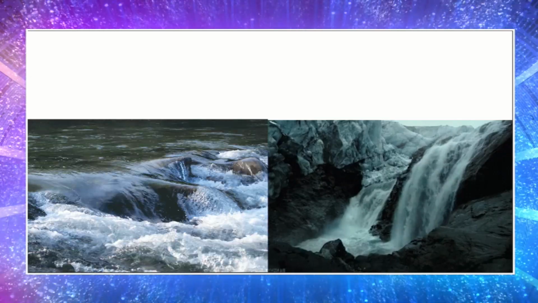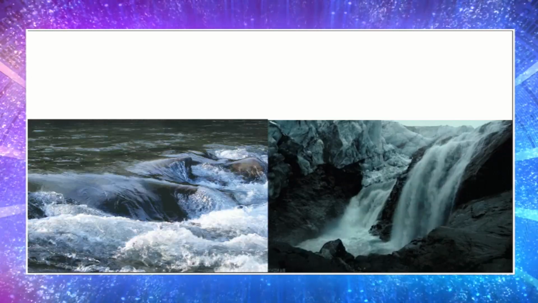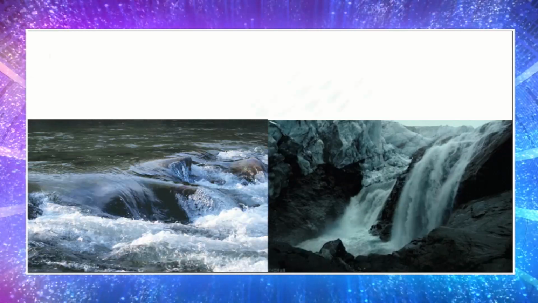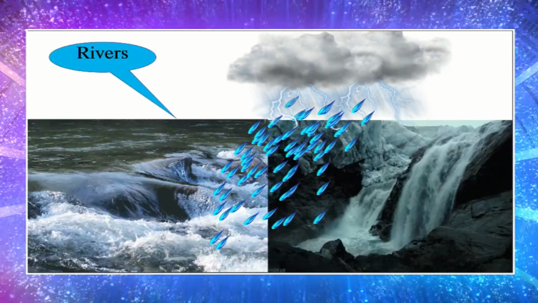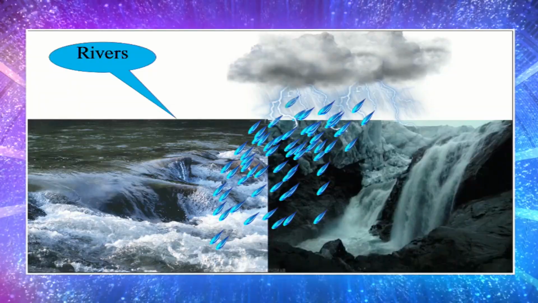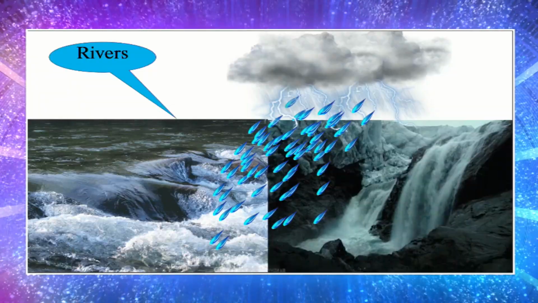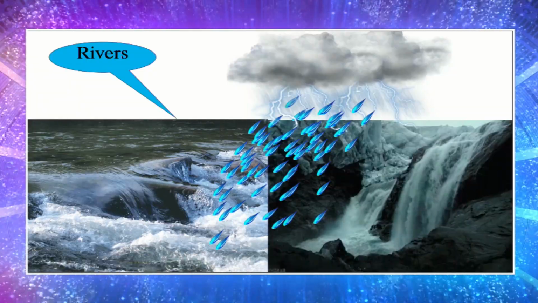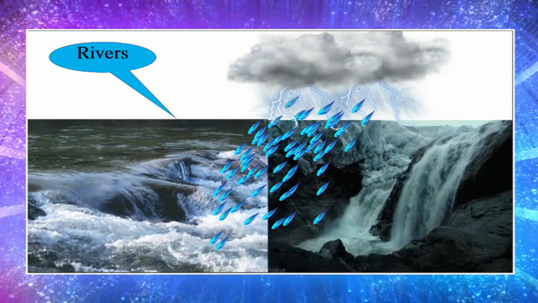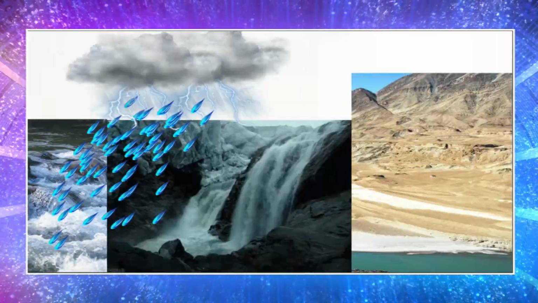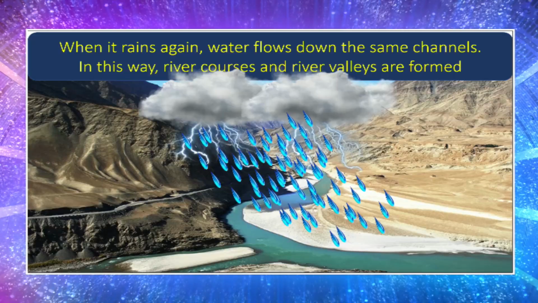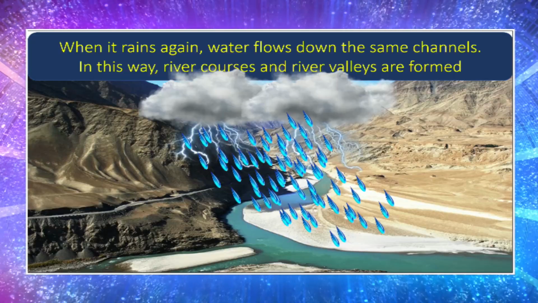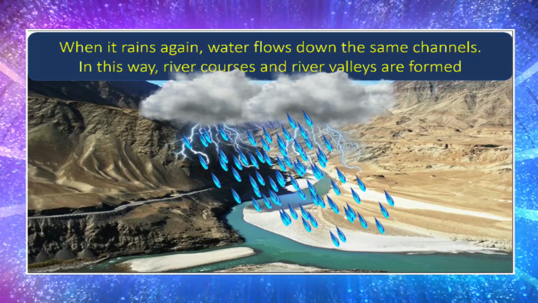Water falls in the small streams from the mountain slopes during the rainy season. However, these streams dry up after some time. Nevertheless, water also cuts channels onto the mountains and flows down in the form of rivers. This is how rivers are formed. When it rains, the water flows down the same channels. In this way, river courses and river valleys are formed.